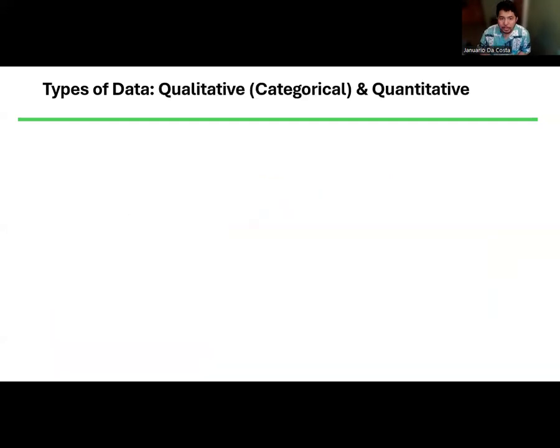Okay. So next, the types of data. Generally there are two types of data: qualitative, sometimes called categorical data, and quantitative data. Sometimes qualitative is also called categorical data. Okay?